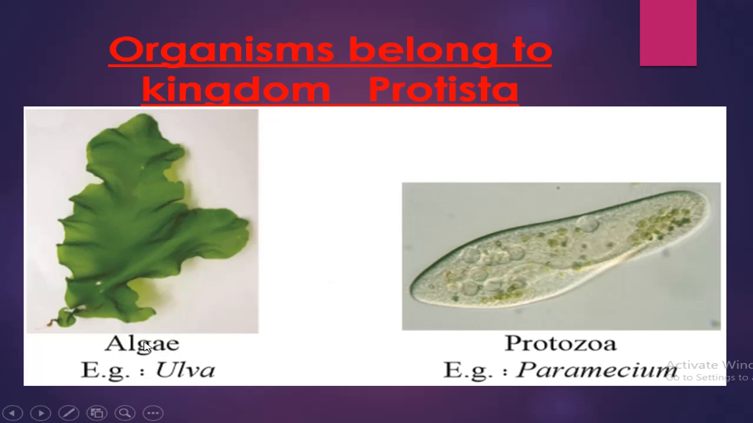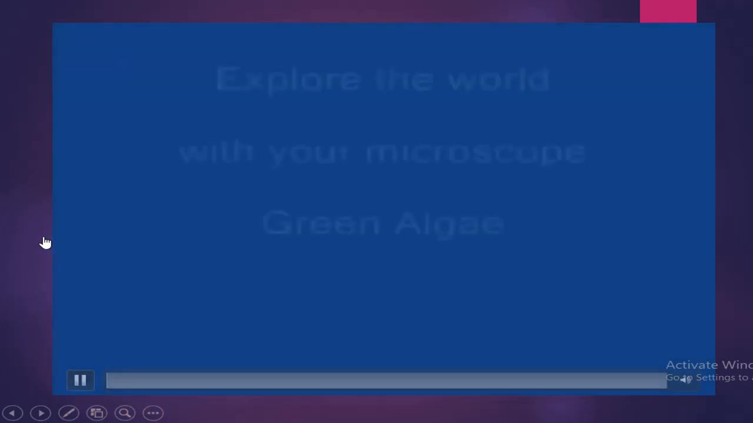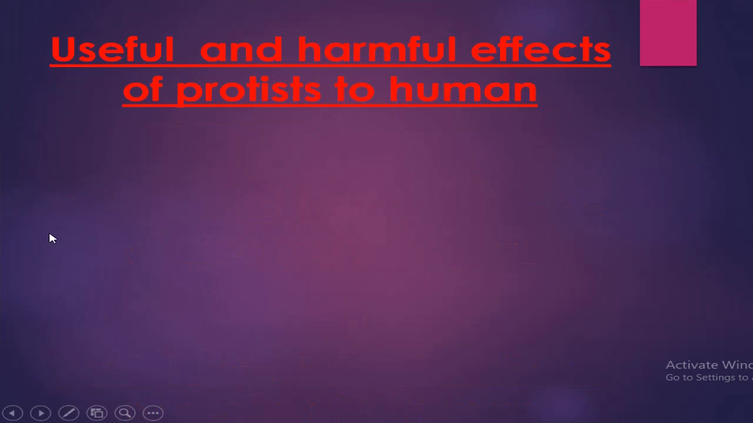This picture represents the algae. Algae belong to kingdom Protista. This is the protozoa. An example of a protozoan is Paramecium. Paramecium is an organism that belongs to kingdom Protista. Then we will learn about the useful and harmful effects of Protists to humans.